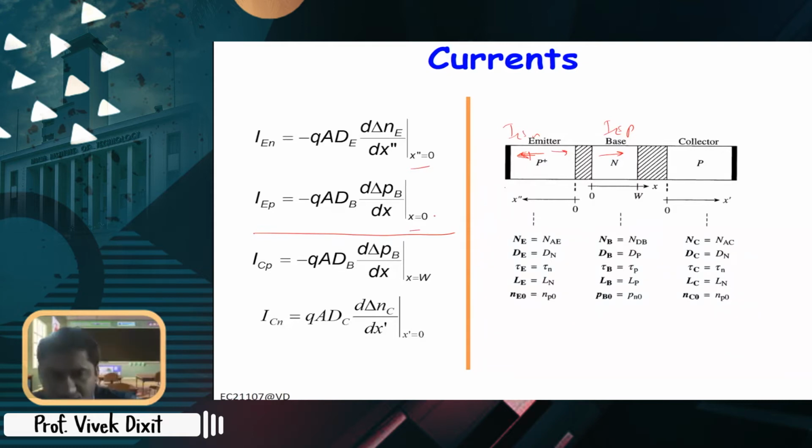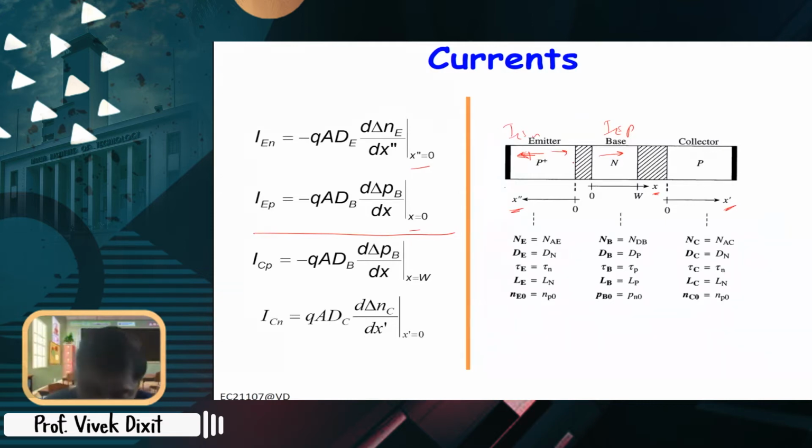Now please note the notation here also. For the base region we are using x. For the emitter region we are using x double prime. For the collector we are using x prime. And the direction also: it is increasing in positive x. x prime is also increasing in positive x. x double prime is in the minus x direction, right? So we just have to take the derivative.